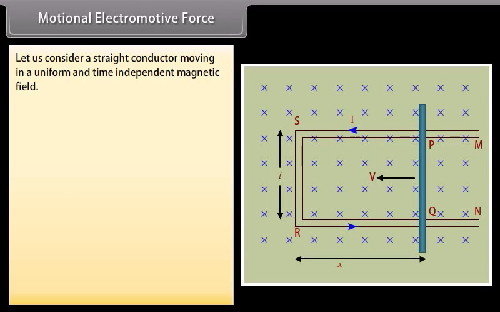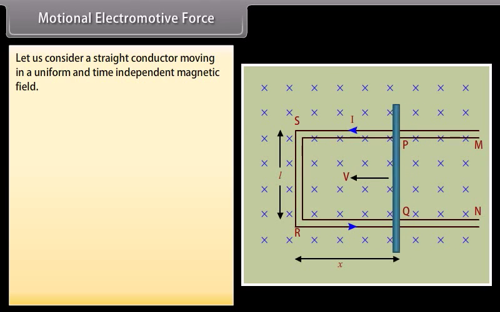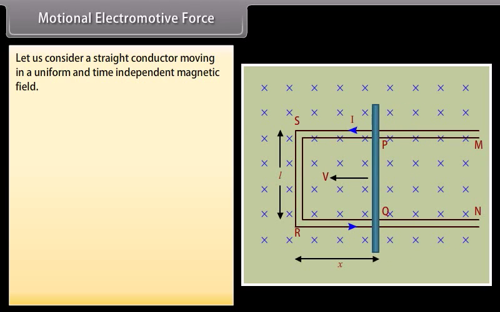Motional electromotive force. Let us consider a straight conductor moving in a uniform and time-independent magnetic field. Let a rectangular conductor PQRS, in which the conductor PQ is free to move. The rod PQ is moved with a constant velocity v. It is placed in a uniform magnetic field B, which is perpendicular to the plane of the system.